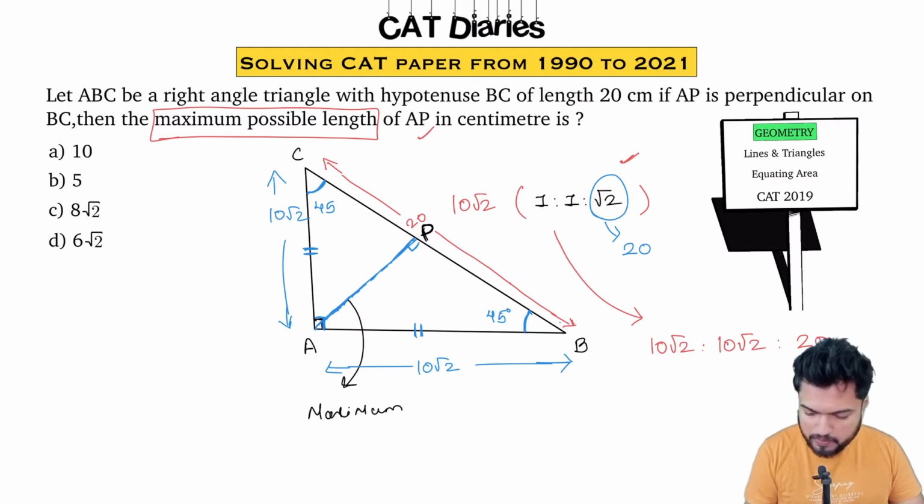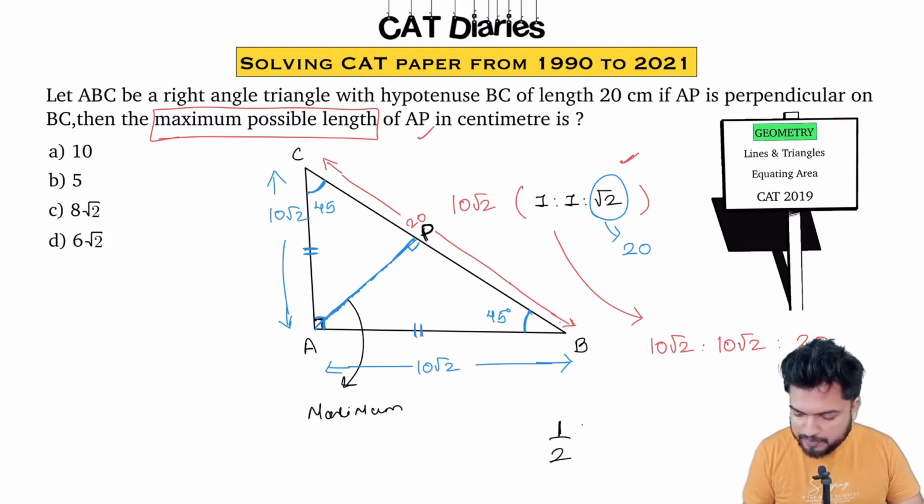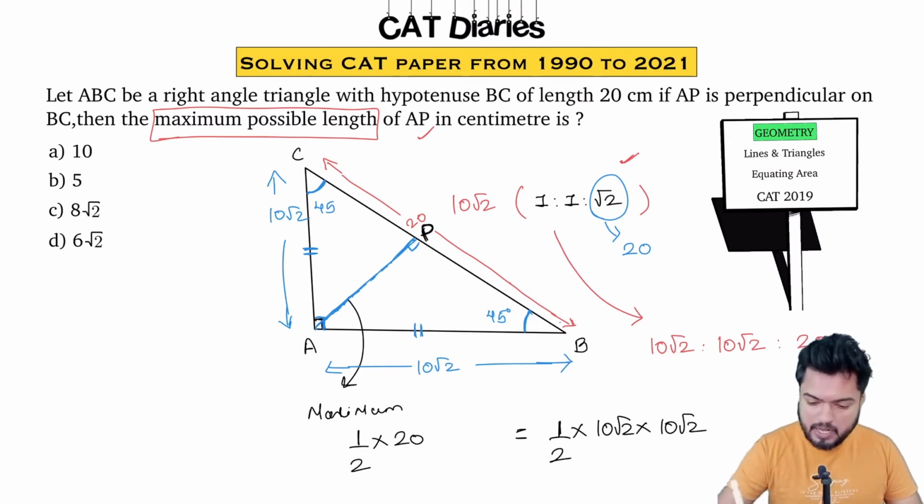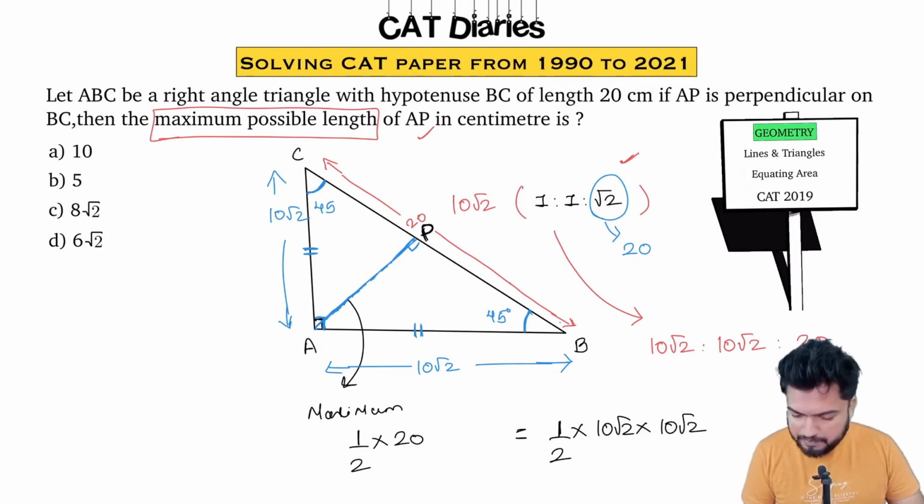What do I know about my formula? Half into base into height. Base is 10 root 2 into height is 10 root 2. Okay, this entire thing is equal to what? Again, half into base into height. Base is 20, that is BC. I'm applying this: first half into AB into AC, that is this. Then half into BC, which is 20, into this AP, because this is a perpendicular and perpendicular is always our height. So half into 20 into AP. That's it. I equated area to find out length, that is AP.